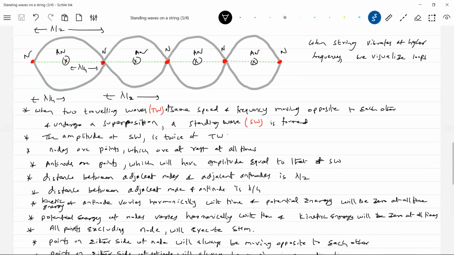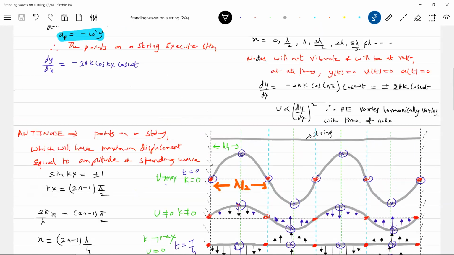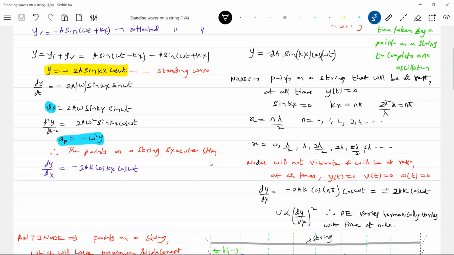So let's do one thing. Sir, I want the speed of a certain point on a string at x equal to lambda by 8 at a certain instant of time. Directly substitute x equal to lambda by 8 and put that time. So with this formula, what can you calculate? Speed of any point on a string at any time t. Acceleration of any point on a string at any time t. Displacement of any point at any time t. Like this, we now have enough information, mathematics here.